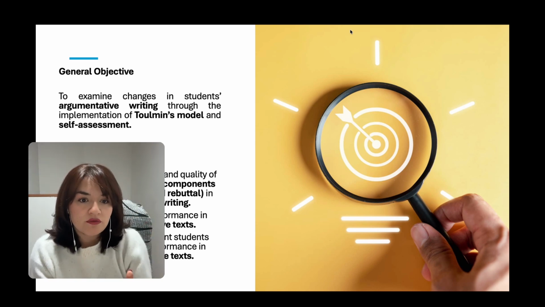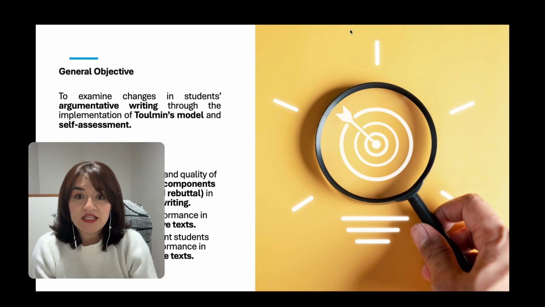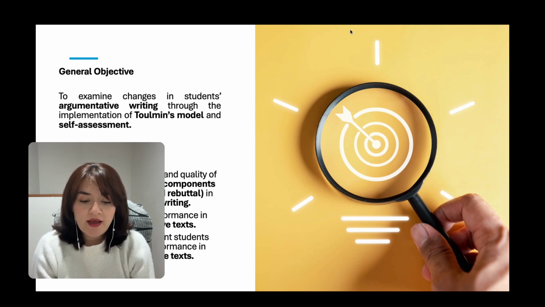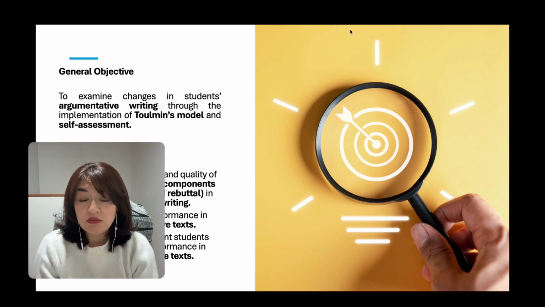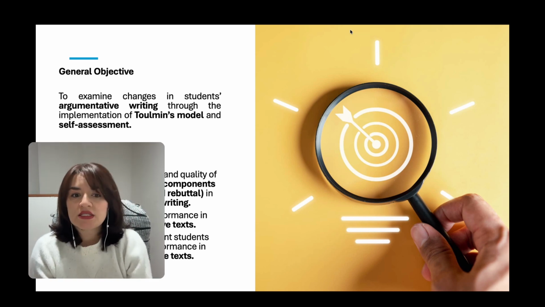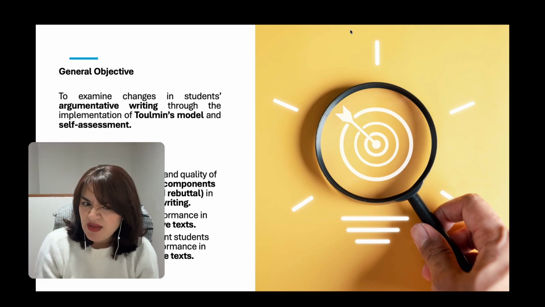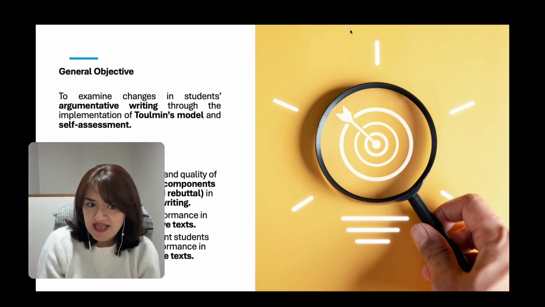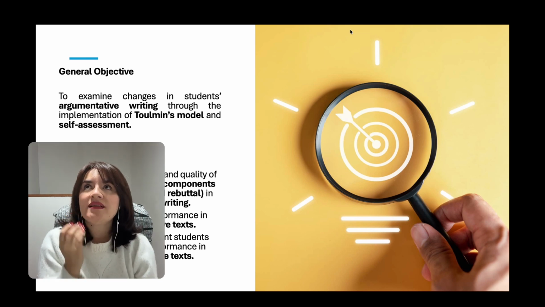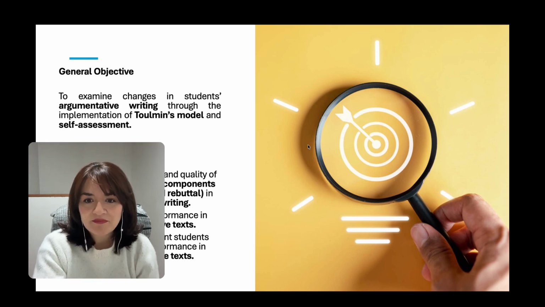In terms of specific objectives, what I intend to do is to analyze the inclusion and quality of Toulmin's argumentative components. Originally, the model gives us 6 components, but due to time constraints and curricular issues, we're going to approach claim, data, warrant, and rebuttal in students' argumentative writing. Another objective is to assess students' performance in writing solid argumentative texts. And finally, to estimate to what extent students can self-assess their performance in writing solid argumentative texts. I mean, how well can they identify if they did it well or not, okay?